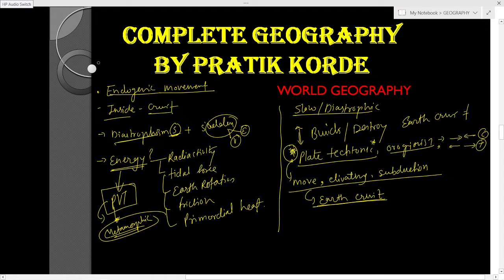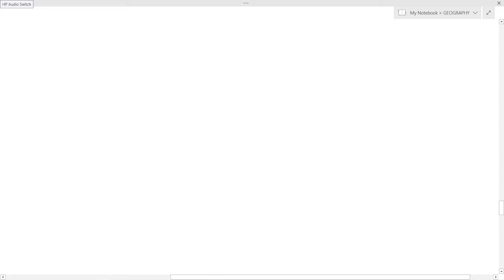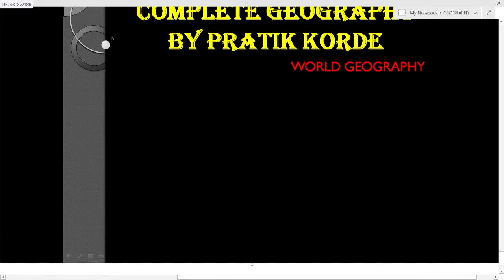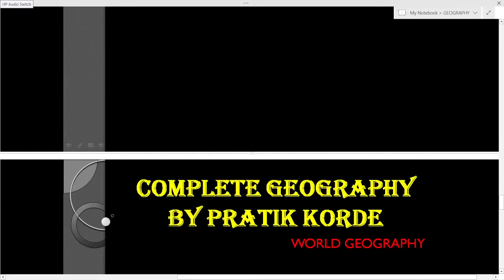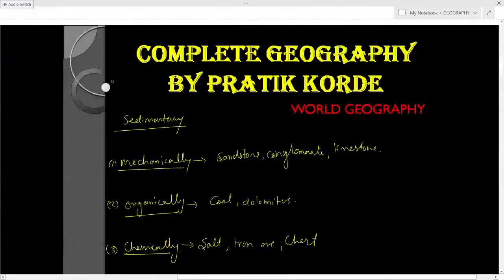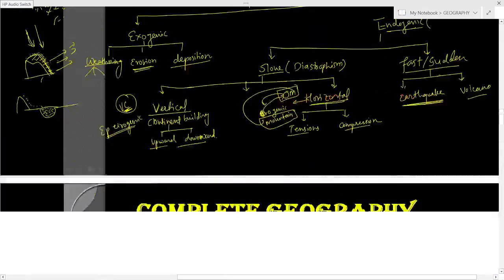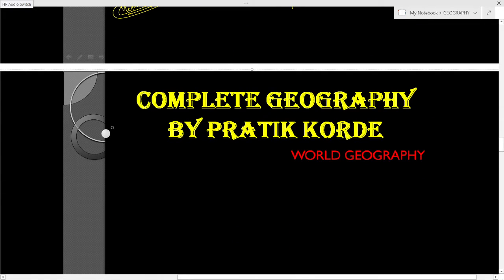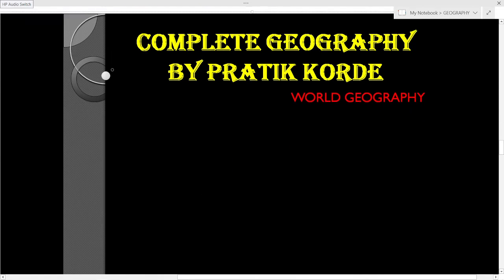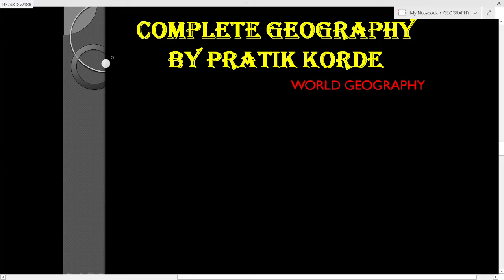These slow movements are further divided into two, that is vertical and horizontal. Vertical are basically the continental building forces, and the horizontals are, pardon me. Okay, so the horizontals are orogenic, and orogenic are mountain building processes, and verticals are epirogenic, which are continental building processes.